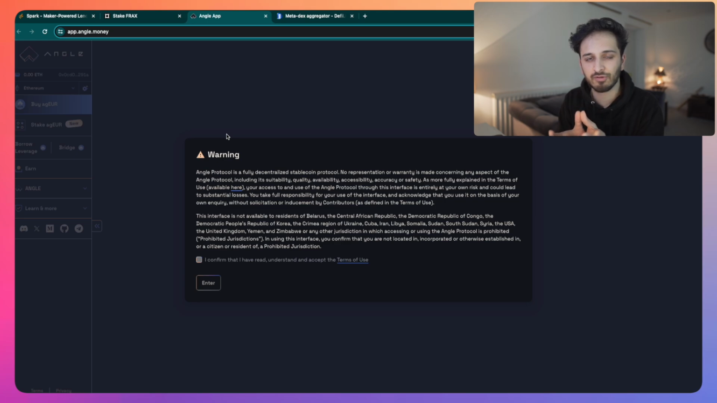You take your agEUR, which is the stablecoin for the Angle Protocol, and you deposit that and you will get staked Angle Euro tokens, and that will earn that yield that comes from Euro bonds, which I believe is a little bit less than that of US treasuries.